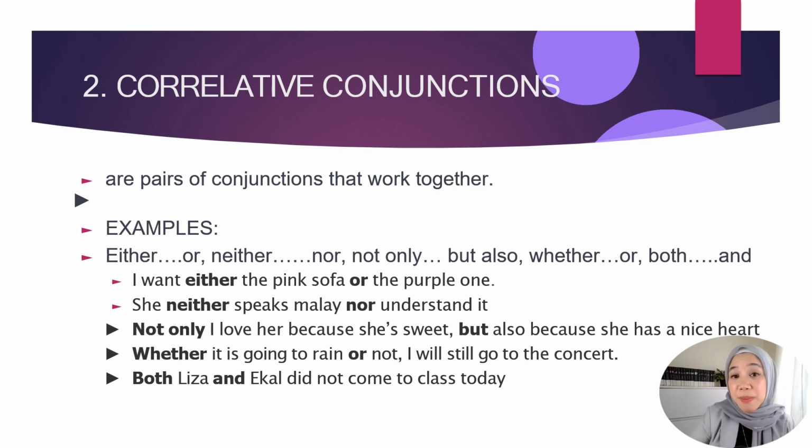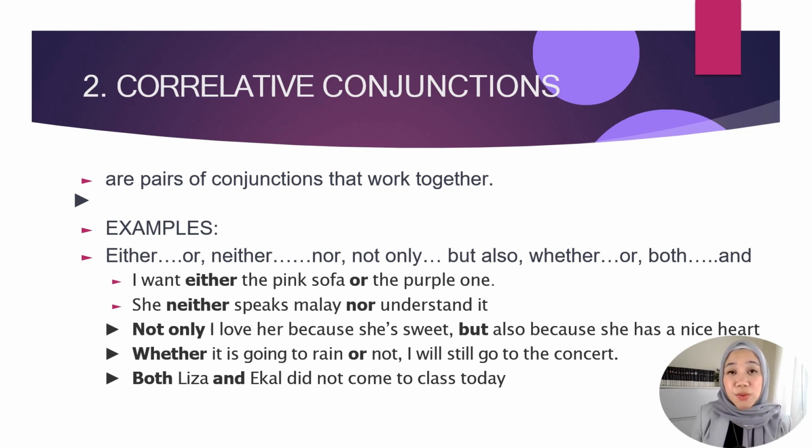I want either the pink sofa or the purple one. So you can see there we use either and or in the same sentence. You have to use it together. She neither speaks Malay nor understands it. Not only I love her because she's sweet, but also because she has a nice heart.